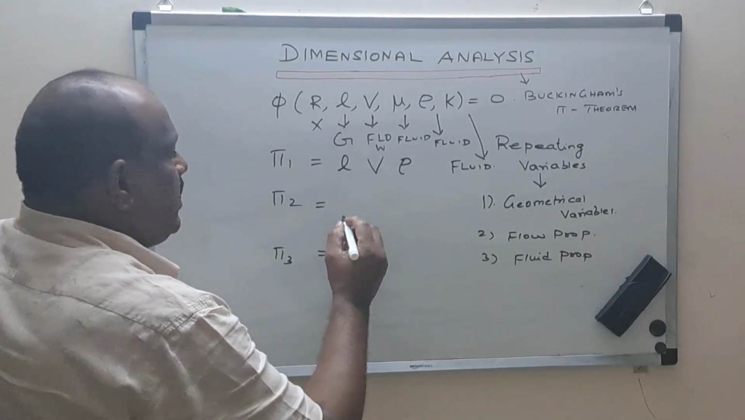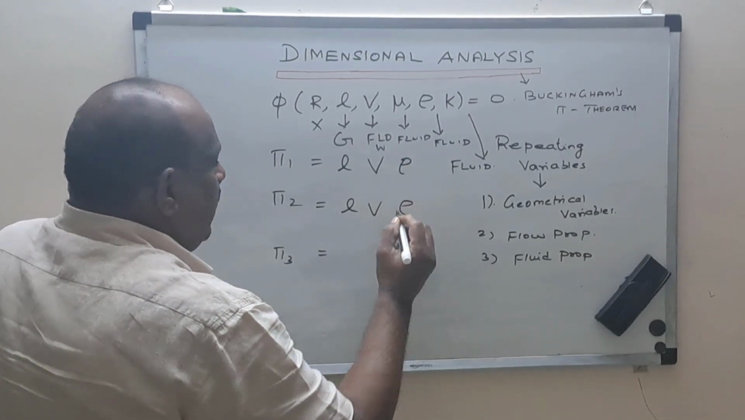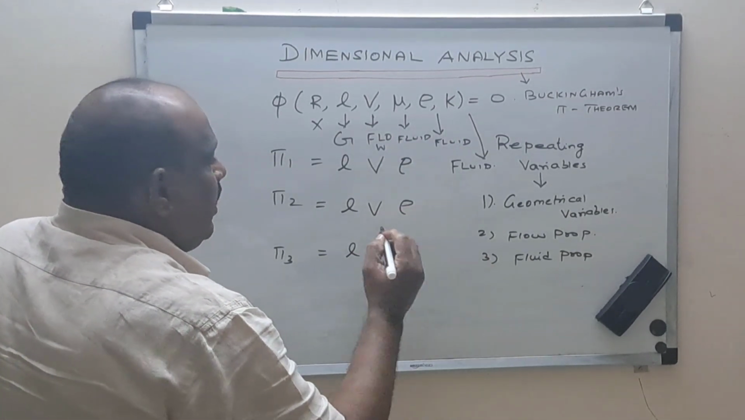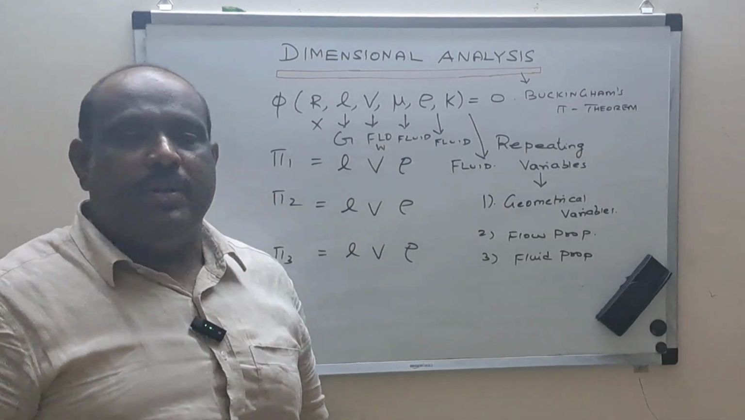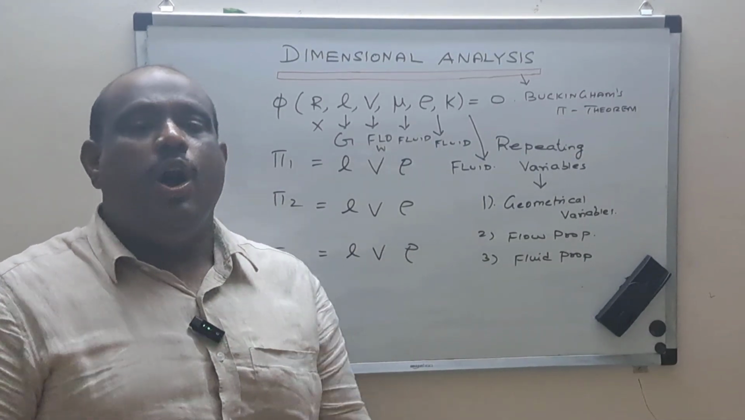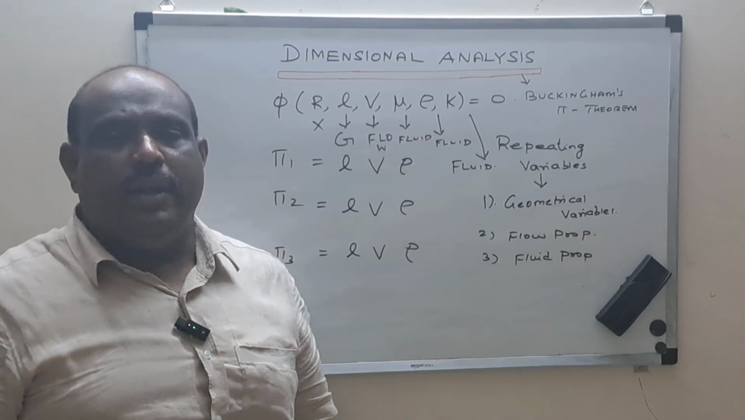Now, what you have to do means, here also you have to write L V rho. Here also you have to write L V rho. Now you might have got what is the meaning of repeating variables. These variables are repeating in all the pi terms, namely pi 1, pi 2 and pi 3.